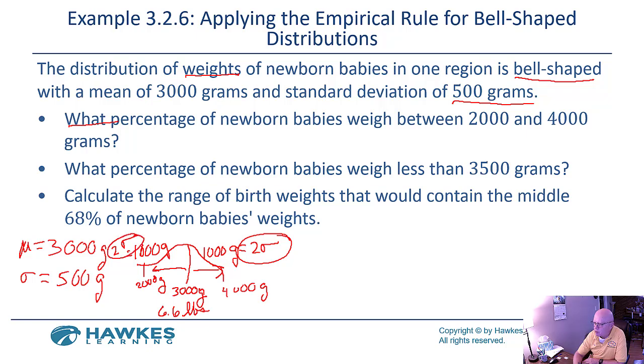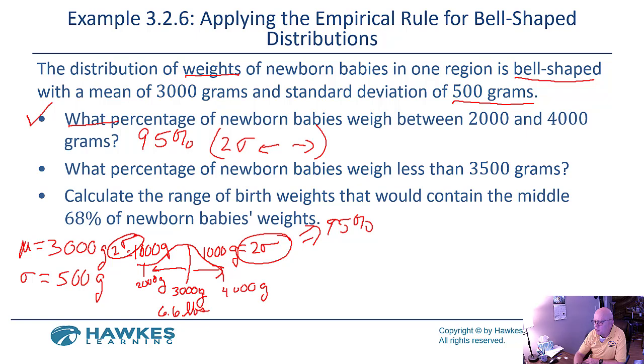2 standard deviations both ways, and we're talking about 95% of the babies weigh between 2,000 and 4,000 grams. 95%. That's because there's 2 standard deviations both ways. Got that? Okay. Since we've finished that, we'll check that off. And we'll look at the second question.